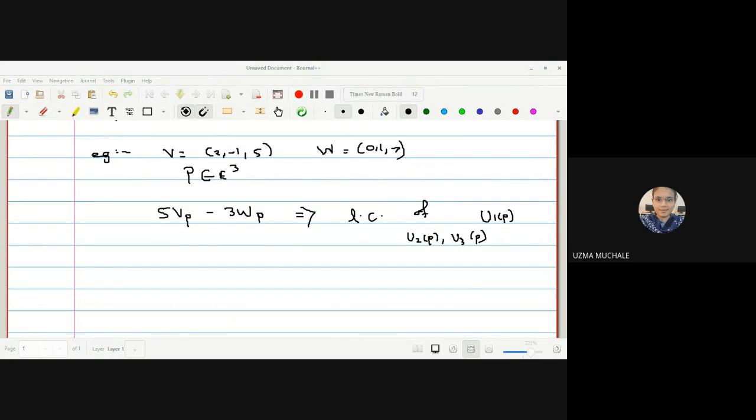Okay, now you can tell V is one vector, W is one vector. What you have to do? 5VP minus 3WP, you have to write this as a linear combination of U1, U2, U3. That means simply we have to apply the theorem whatever we have seen. But the theorem was related to vector field, but actually this theorem we have proved with the help of a tangent vector itself.